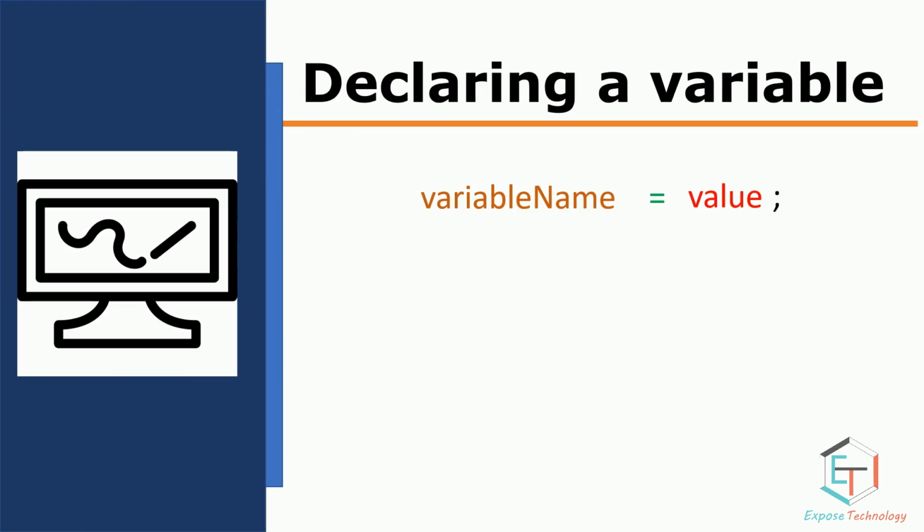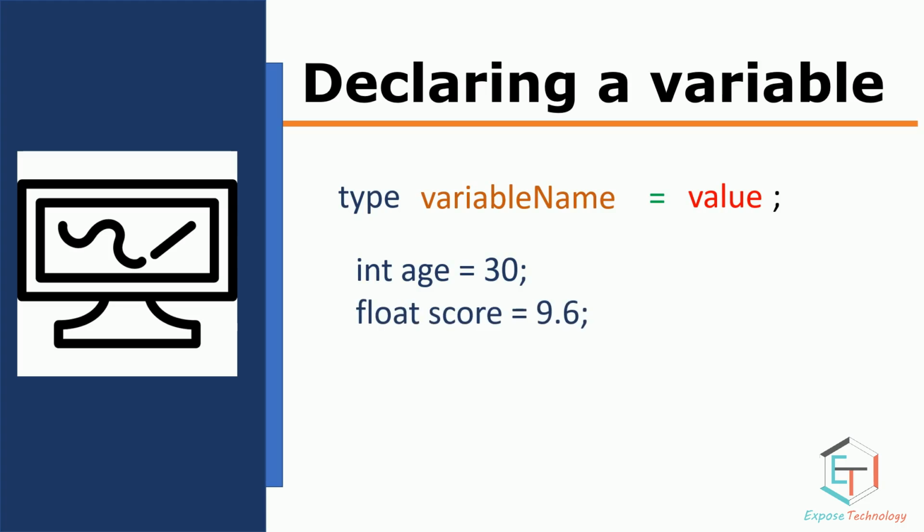How can we declare a variable? To declare a variable, just write the variable name on the left side and assign any value. Then also write the type of the variable. For example, here the variable age is assigned a value of 30. Since 30 is an integer, the data type of age is int. Also 9.6 is assigned to score. Since it is a floating point number, the data type of score is float.